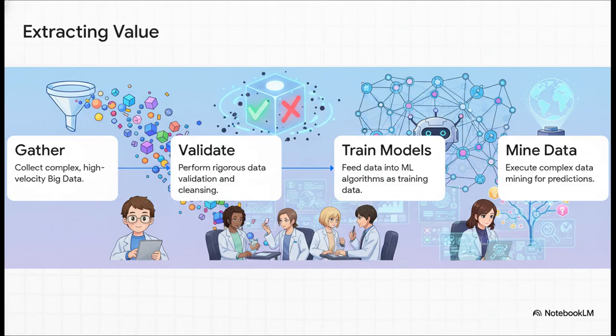Because remember, raw data quality is never guaranteed, so step 2, rigorous data validation and cleansing, is absolutely critical. Once it's cleaned, this huge array of structured and unstructured data trains the algorithms. Finally, we execute complex data mining to predict outcomes, make recommendations, and spot hidden patterns that we as humans could never find on our own.